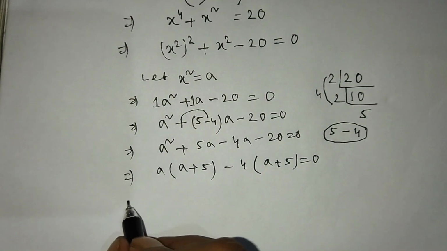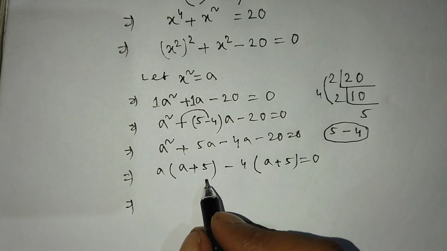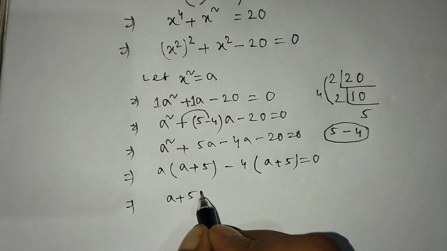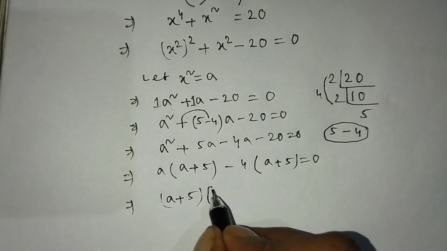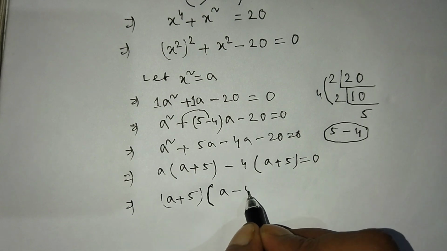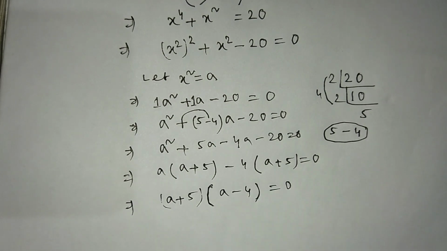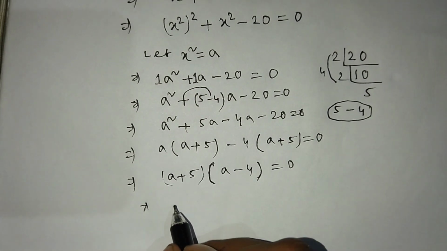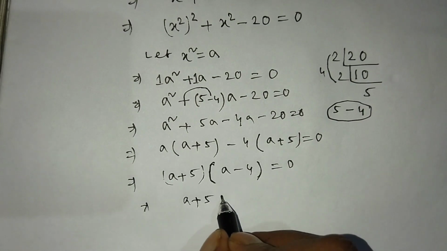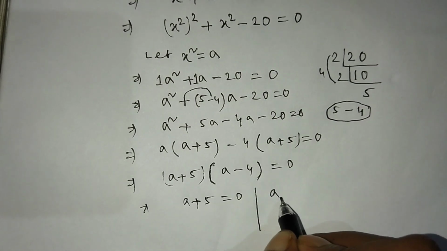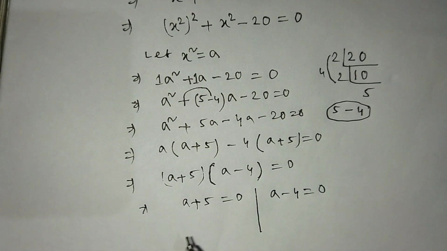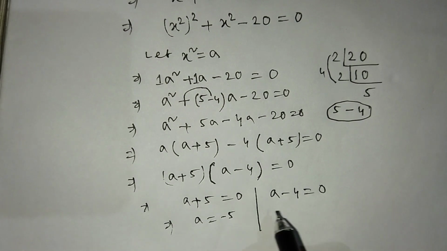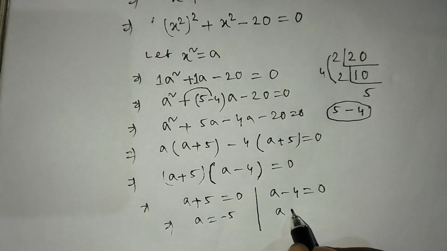to 0. So student, in two terms a plus 5 is available, so we have to take common a plus 5 from two terms. Then we have to write inside this bracket a minus 4 is equal to 0. So student, to find the value of a, we have to apply the zero product rule. So we have to write here a plus 5 is equal to 0 and a minus 4 is equal to 0. Okay, so student, from this equation the value of a will be minus 5, and from this equation the value of a will be 4.